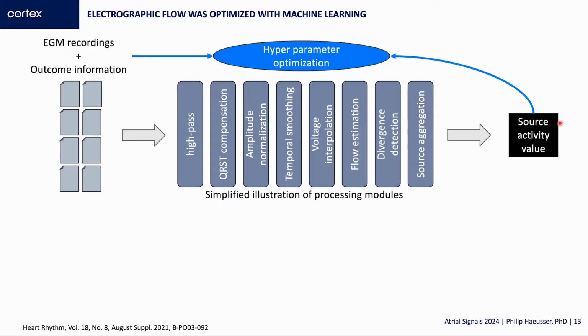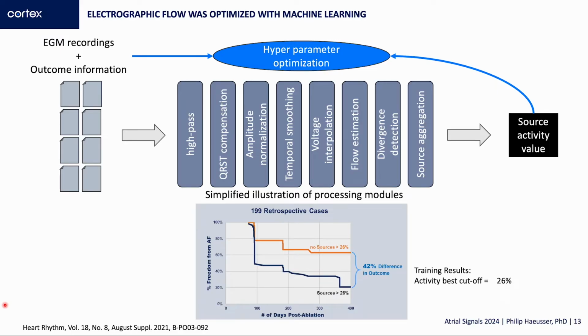What does this number mean? If you take all the retrospective procedures and look for the last recording per procedure, you can ask, do we still see a source above this threshold, yes or no? Those patients who had no such source above threshold at the end of the procedure, we put in the no sources group in this Kaplan-Meier plot. And the other ones who did have a source above threshold landed in the blue curve. We were quite encouraged that the concept of EGF sources means something.